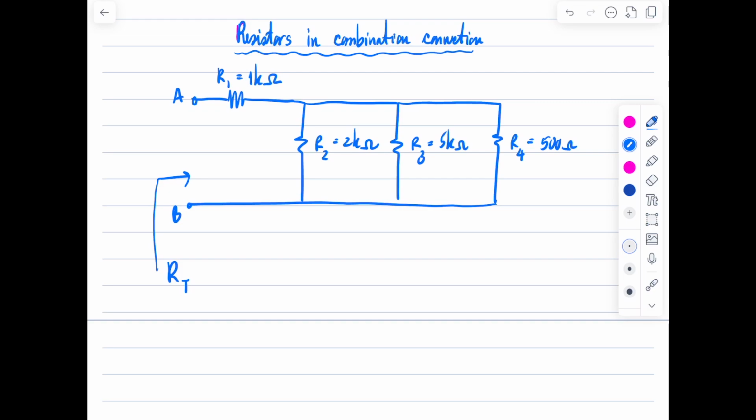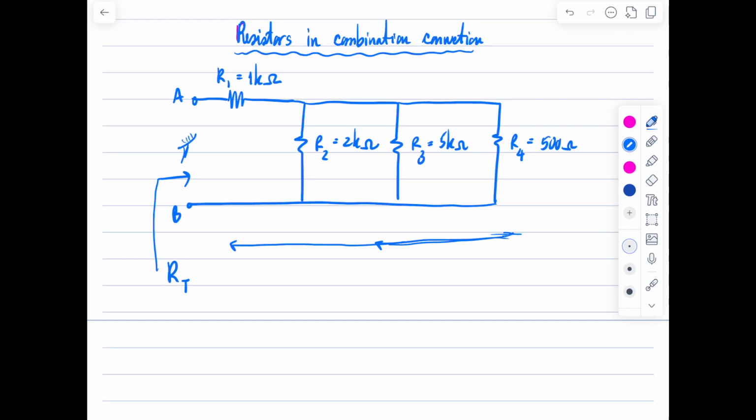What I always tell my students is that you have to think that you're looking, let's say this is your eyes with the eyelashes. You are right here at the terminal AB, and I want to combine them together to get R total where I am. So you always have to condense your resistors from the furthest out into where you are.